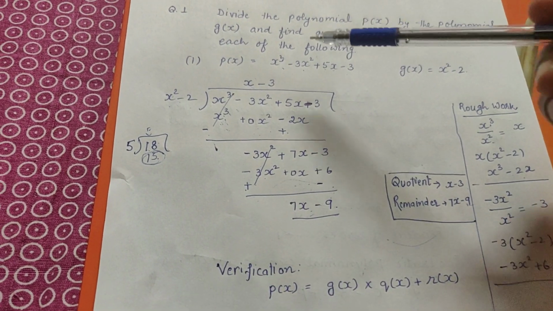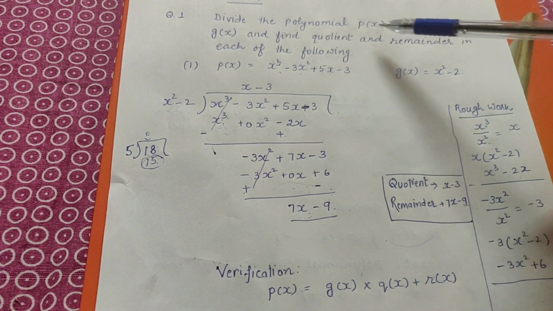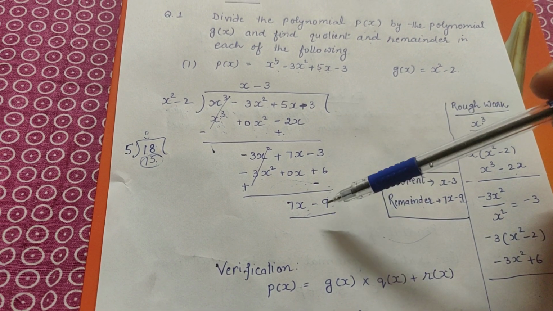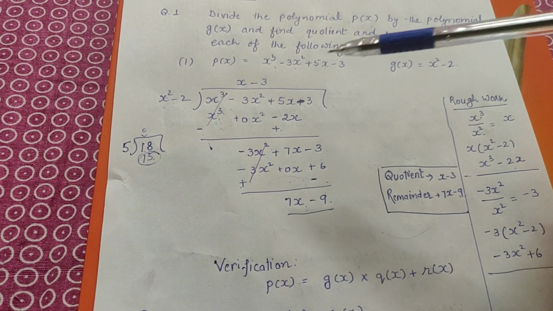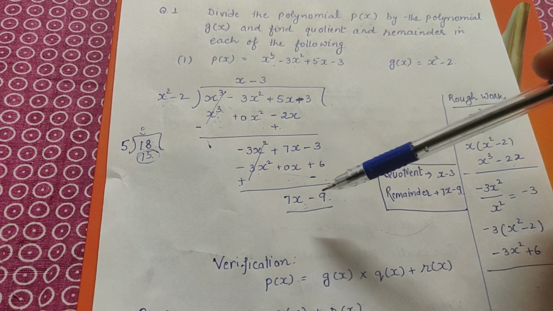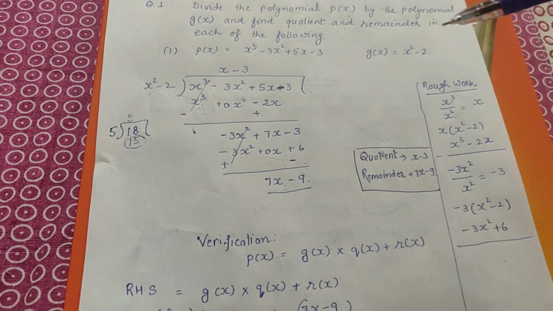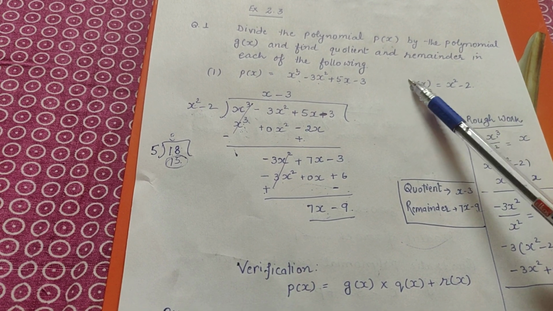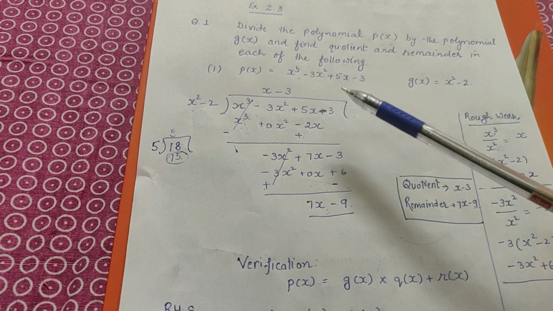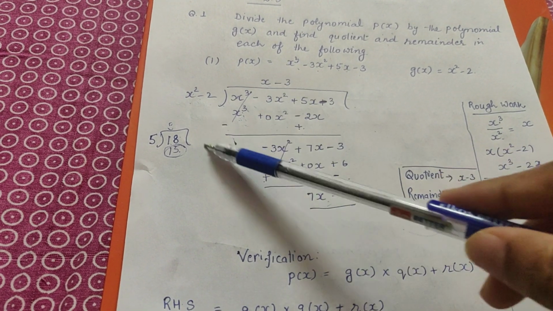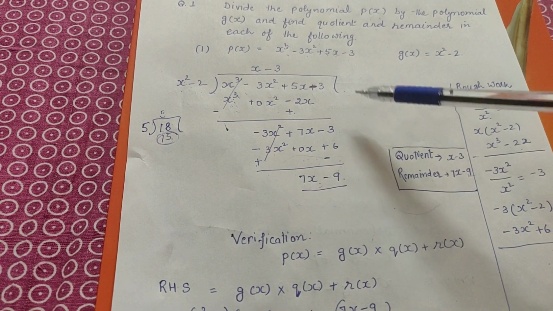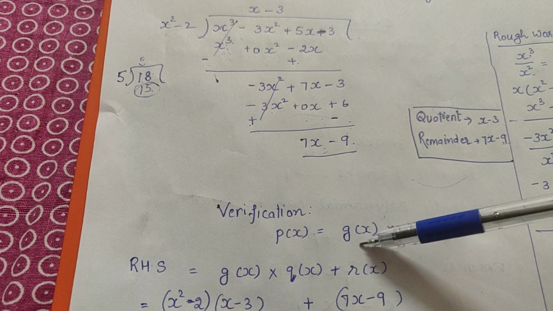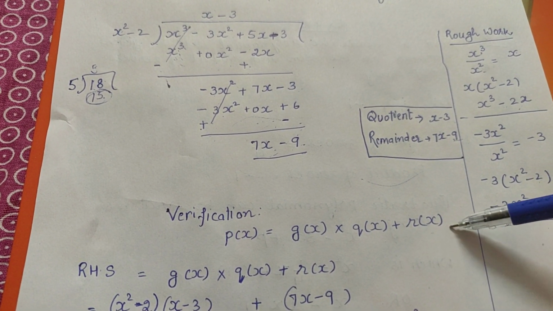So sometimes the question is: divide the polynomial and state whether g(x) is a factor of p(x) or not. So we say the remainder is 0, therefore it is a factor, or the remainder is not equal to 0, therefore it is not a factor. After that, sometimes you also get a question where you are asked to verify. After the division, you have to verify it. And what is verification? p(x) is equal to g(x) into q(x) plus r(x).